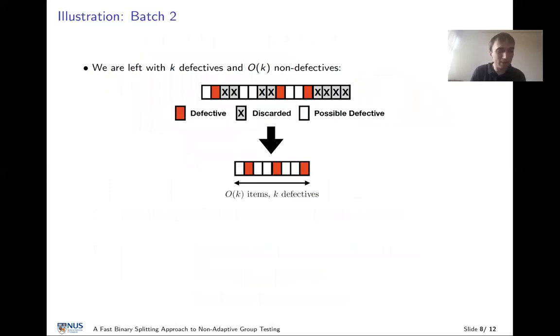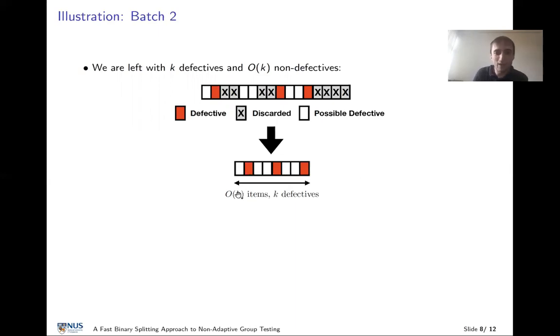Okay, so let me talk about this second batch of tests. By what I've just described, after the first batch, we have a bunch of mostly discarded non-defectives. We have our defectives, which are all retained. But then we have a few so-called possible defectives, which are actually non-defective. And we still need to somehow resolve that remaining uncertainty to have just the defectives remaining. So let's discard the items which are discarded, get rid of them in this picture, and just look at this.